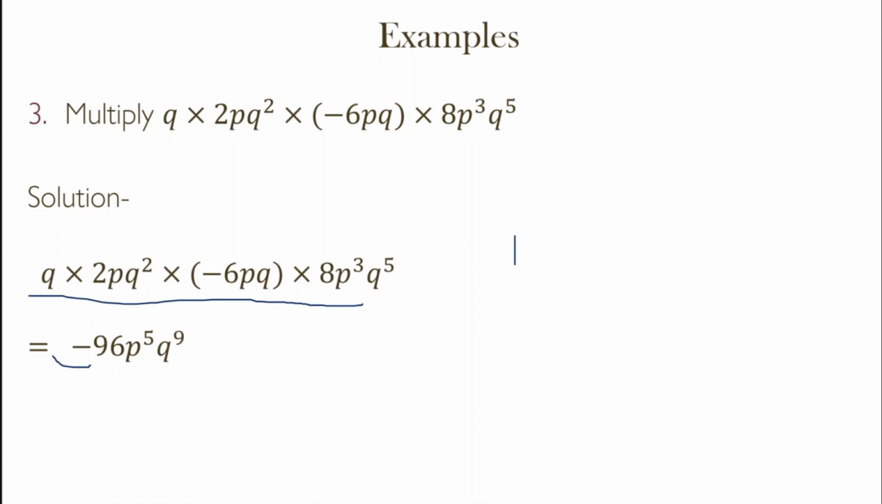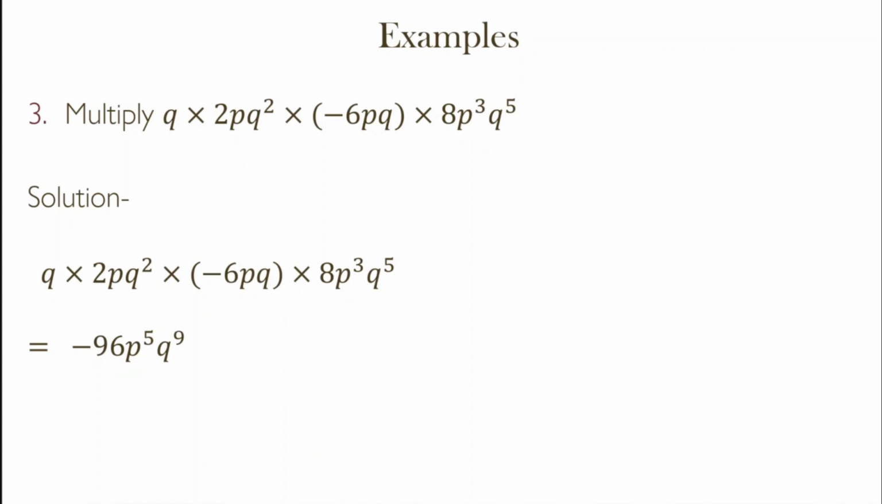The second step says that we need to multiply the numbers together. So 2 times 6 times 8. So 8 times 6 is 48 and 48 times 2 is 96. That's how we got 96. Right? Now we are left with the variables.